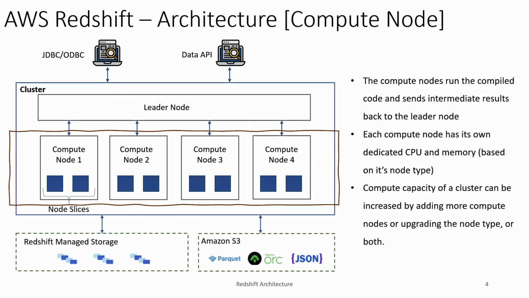The compute node receives the compiled code from the leader node, runs the compiled code, prepares the intermediate results, and shares them back to the leader node. Each compute node has its own CPU and memory depending upon its node type. So the compute capacity of a Redshift cluster can be increased by adding more compute nodes, upgrading the node type of a compute node, or both.